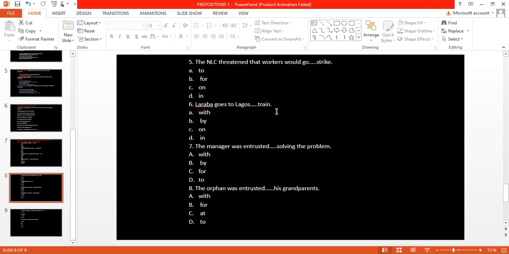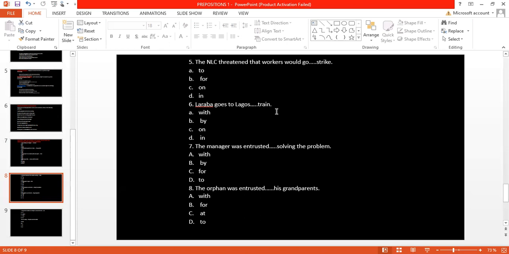I go to Lagos by train. You see, I go to Lagos by train. So the construction of your sentences is what matters. It is what determines the right preposition you're going to insert. Exactly. So you can hear the way I've used them. I go to Lagos by train. I'm on the train to Lagos. I'm in the train to Lagos.